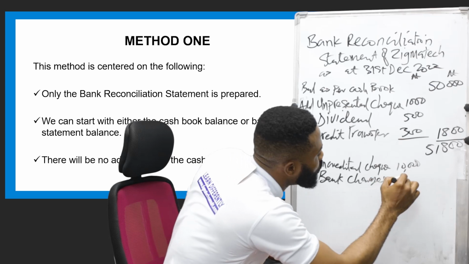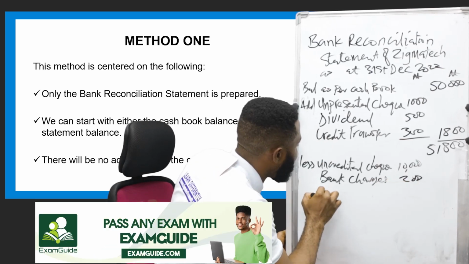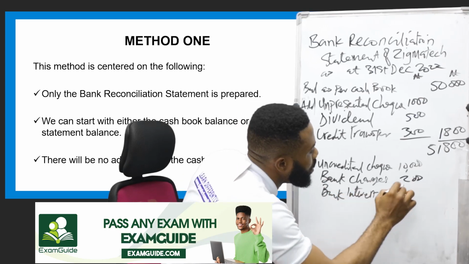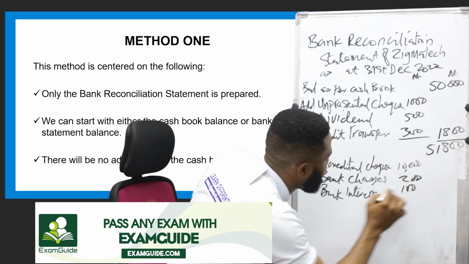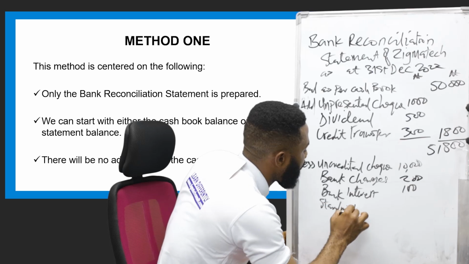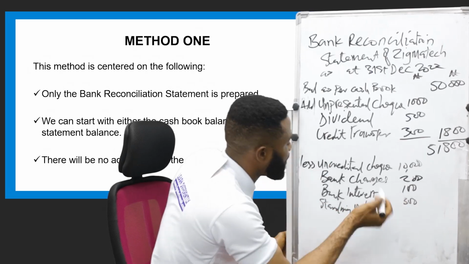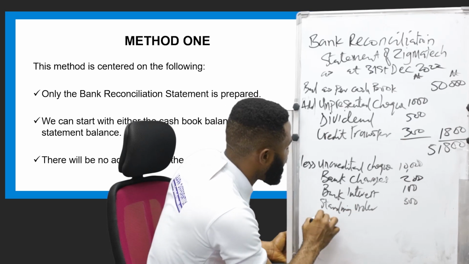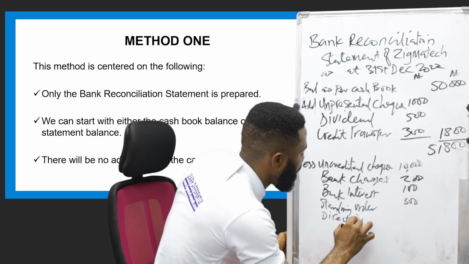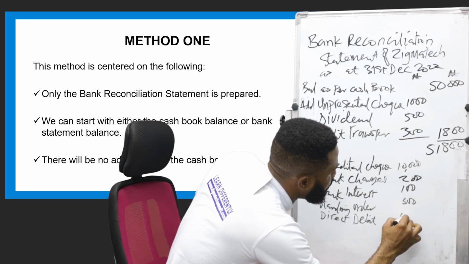Let's assume this one is 200. Bank interest. This one, let's assume this one is 100. Let's take standing order. Let's take this one is 300, and let's take the last one to be direct debit. Let's take it to be 400.